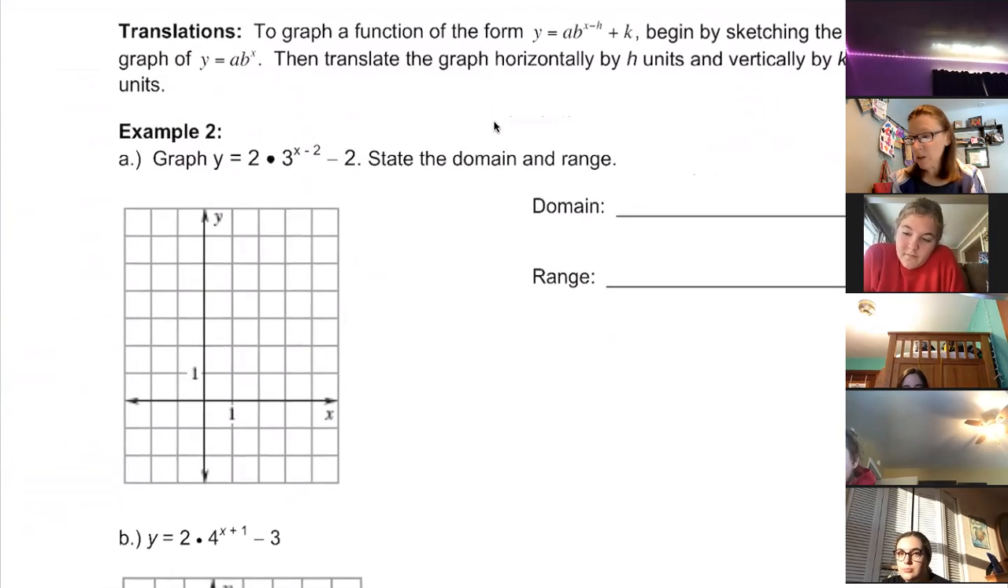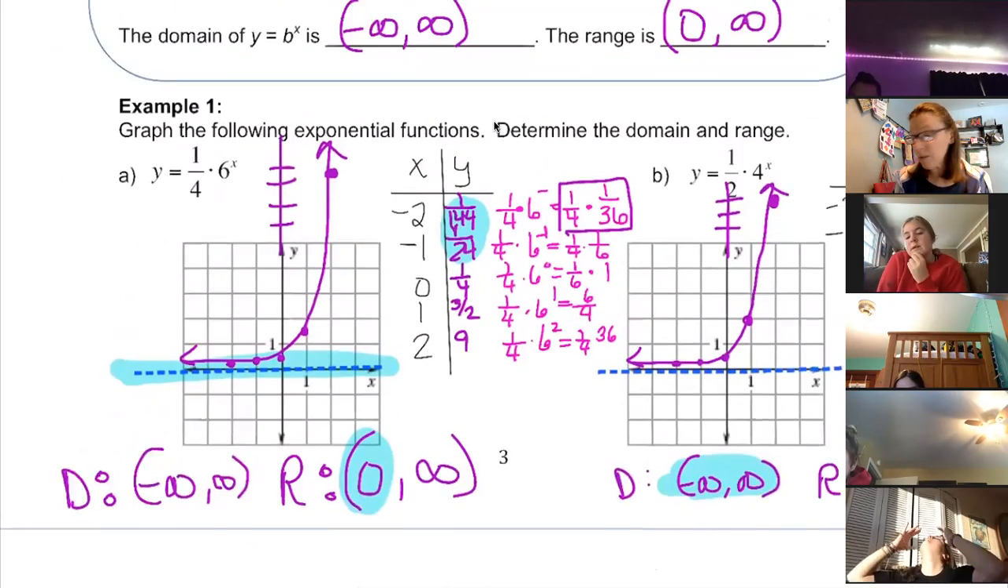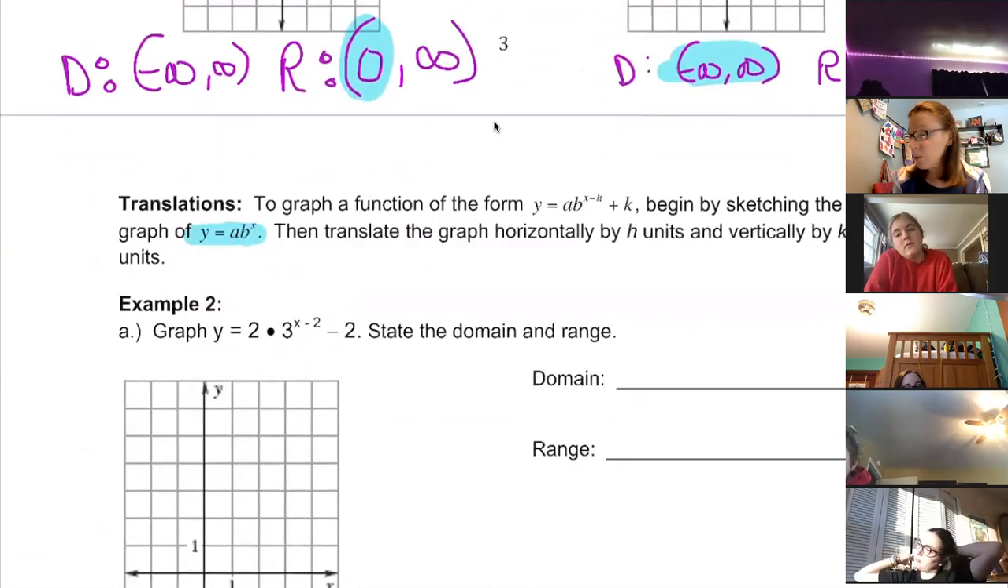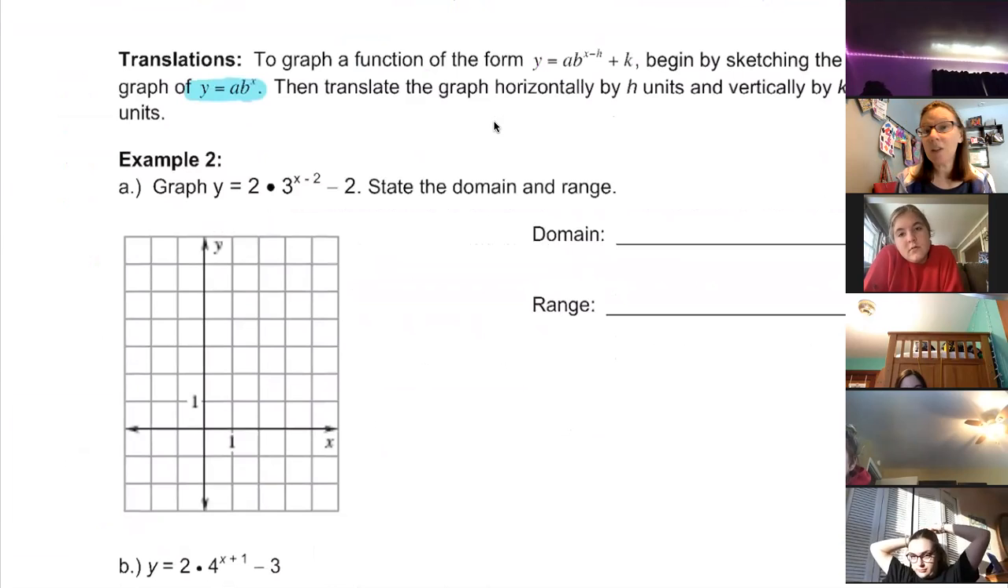So it says to graph the function in the form y equals ab to the x minus h plus k. Notice that h and k are in these problems just like they were last chapter. They were the same in chapter 4 and in chapter 5. It says begin by stretching the graph of y equals ab to the x. That's the graph that we would have drawn right here. So we have an a of 1/4, we have a b of 6, or we have an a of 1/2, we have a b of 4. So you begin by graphing that. Then you translate the graph horizontally by h units and vertically by k units.